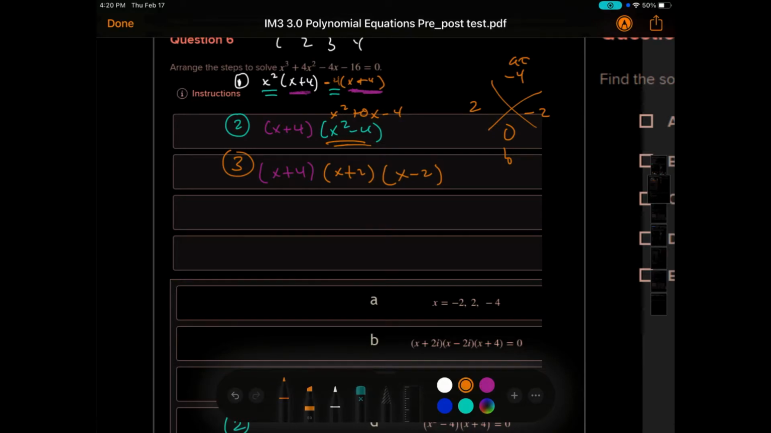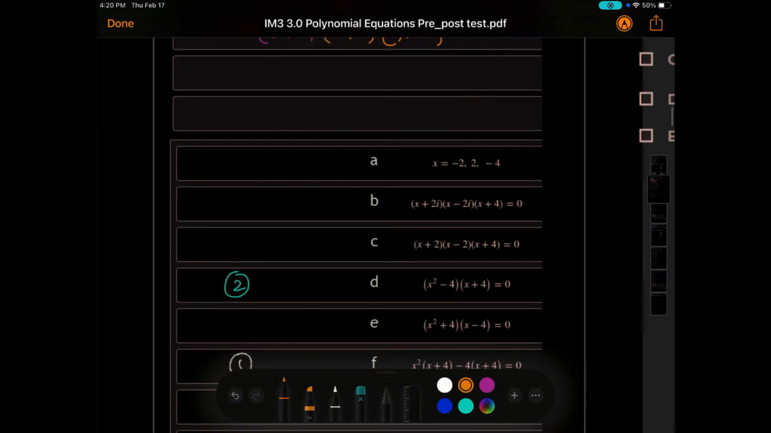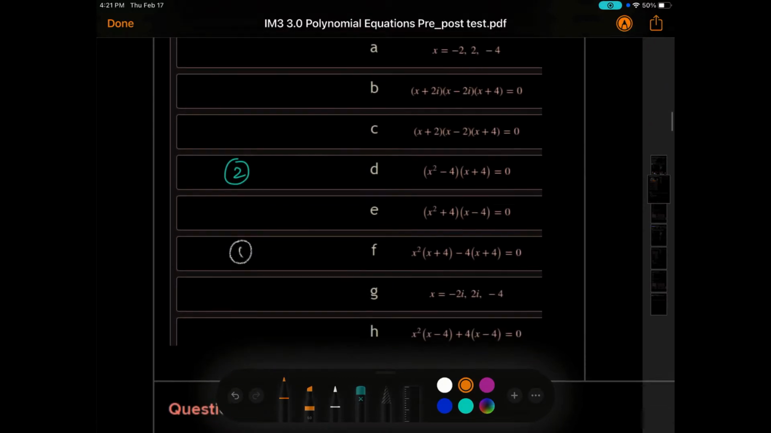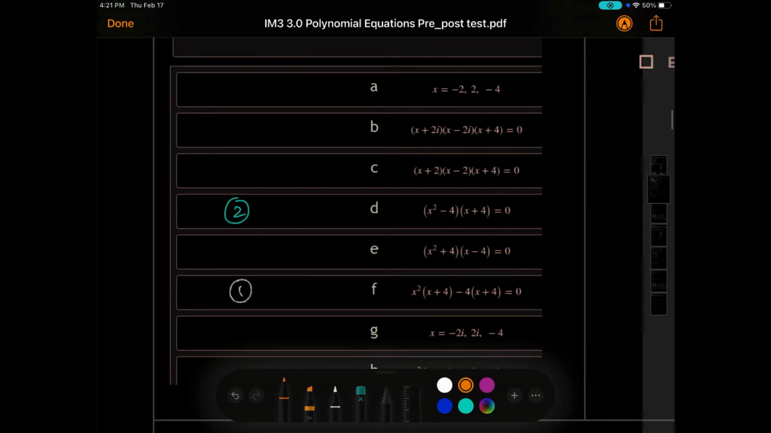Okay, let's find one that looks like that. x plus 4, x minus 2 right here.